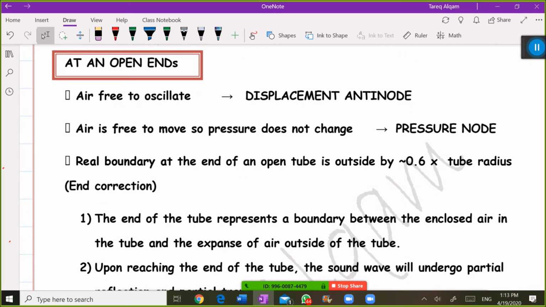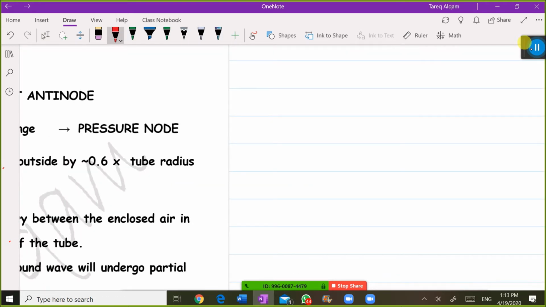Now, the second thing, which is at open ends, meaning we may have a tube like this, opened at both ends. Let's say here there's a sound generator. Here there's a loudspeaker, which produces sound.